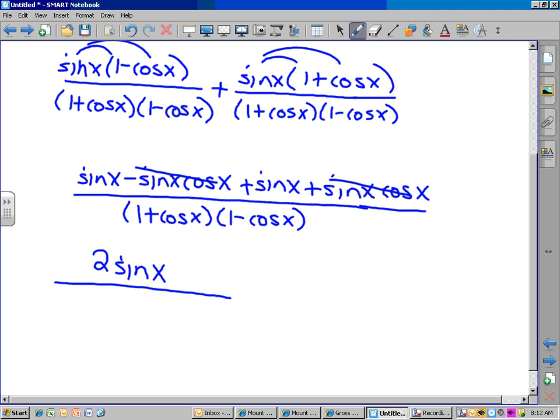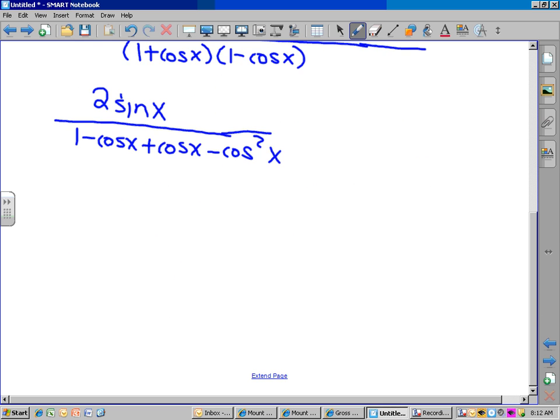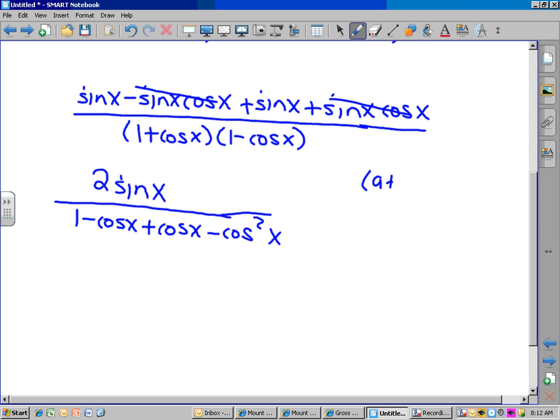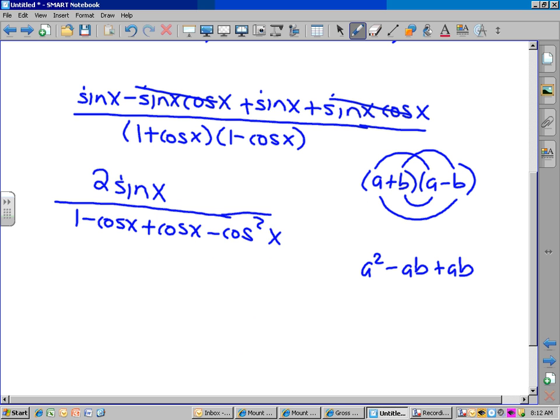So let's FOIL this bottom out. 1 times 1 is 1. Outside is minus cosine of x. Inside is plus cosine of x. And your last is minus cosine squared of x. Remember how to FOIL? Yes? No? How about if I said this? A plus B, A minus B. FOIL. You got your F, which is A squared, your O minus AB, your I plus AB, and your last minus B squared. So you end up with A squared minus B squared every time, difference of squares.